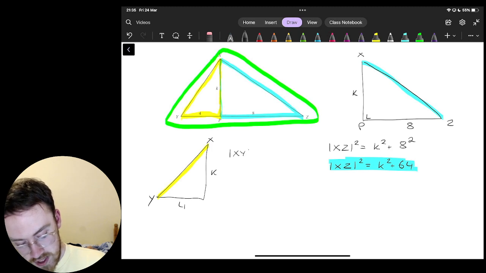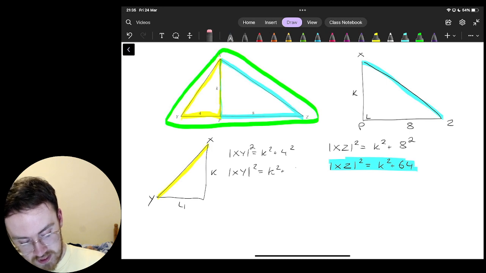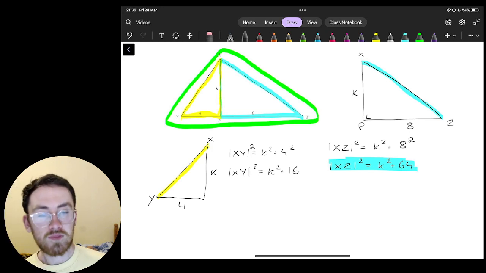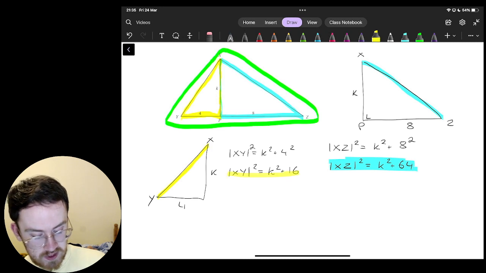So I'm looking in each triangle for the side that I don't know. So XY squared is again K squared plus 4 squared. So XY squared is K squared plus 16, sorry. Okay, again, perfect. So we leave it squared for the minute.